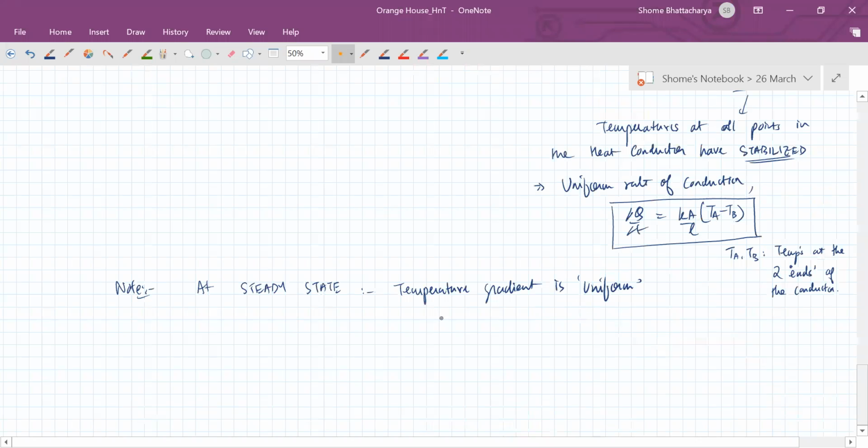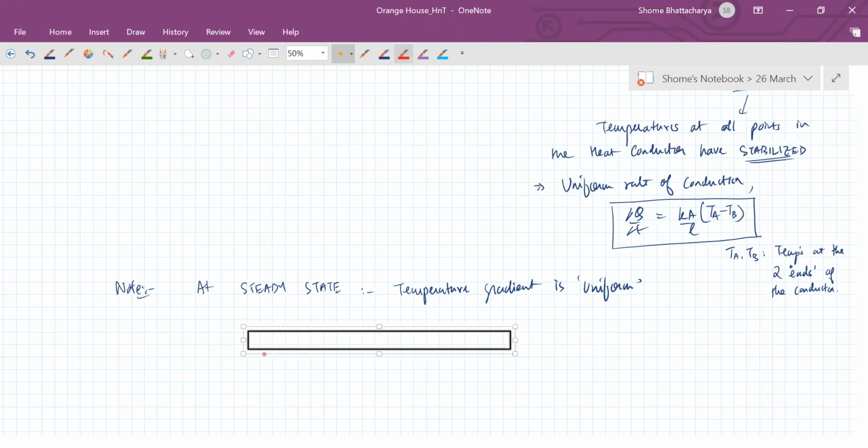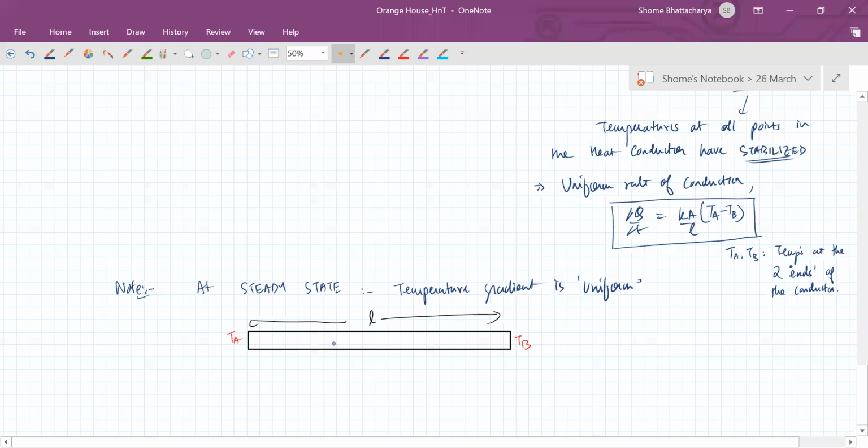Okay, so now let's understand what we mean by this fact that the temperature gradient is uniform. So if the temperatures at the two ends of the rod are TA and TB, and the length of the rod is L. Now inside the rod, let's say the temperature TA is greater than TB. So heat flow is happening in this direction.